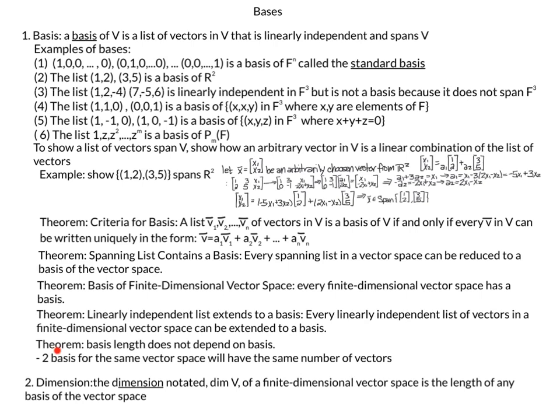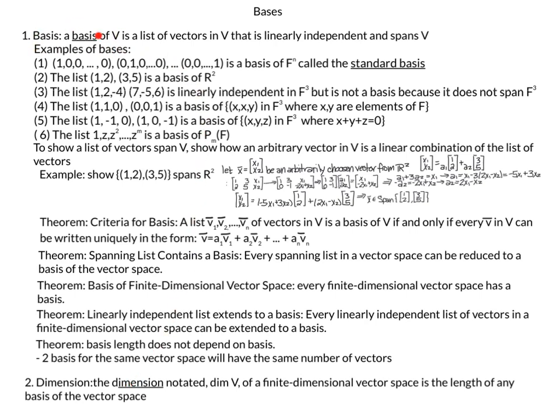Last, basis length does not depend on the basis, so two bases for the same vector space will have the same number of vectors, which leads us to define dimension. The dimension, denoted dim V, of a finite dimensional vector space is the length of any basis of the vector space. In other words, dimension is the number of vectors in a basis. That wraps up our overview, so we'll go to the main part of our video.